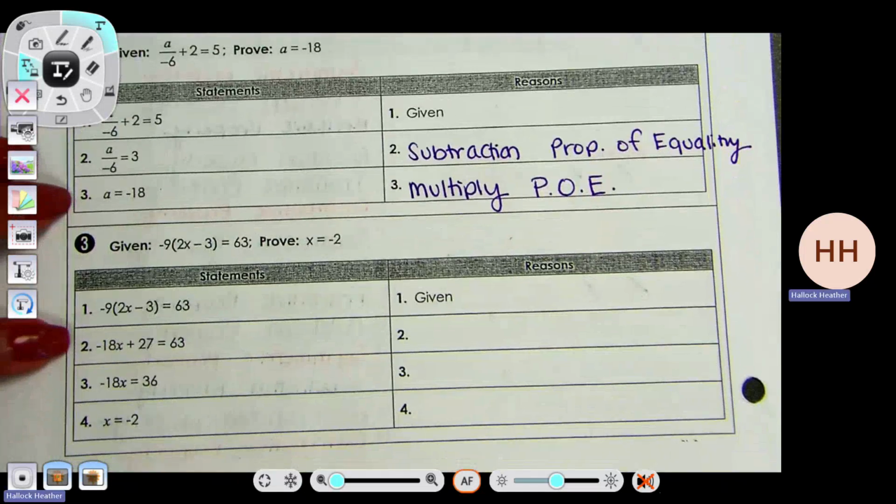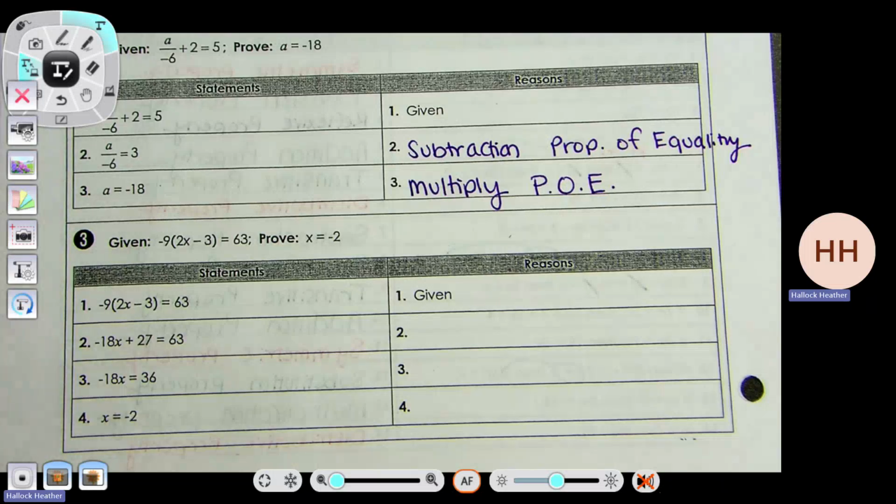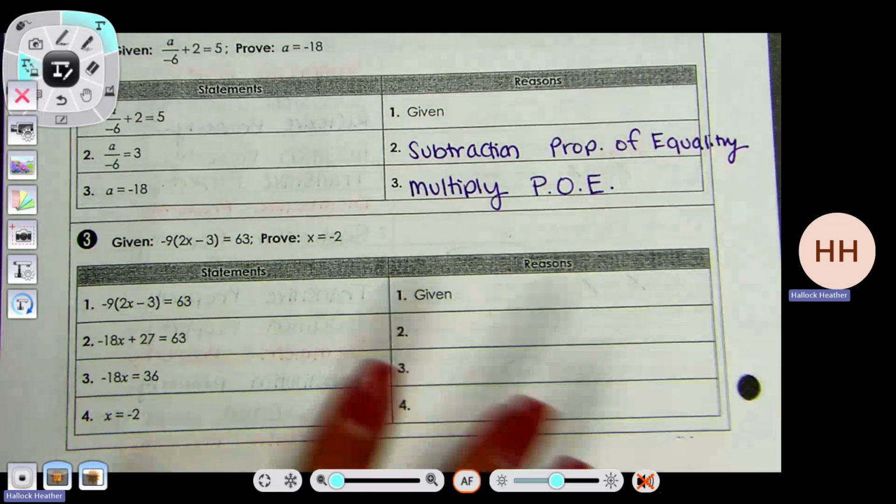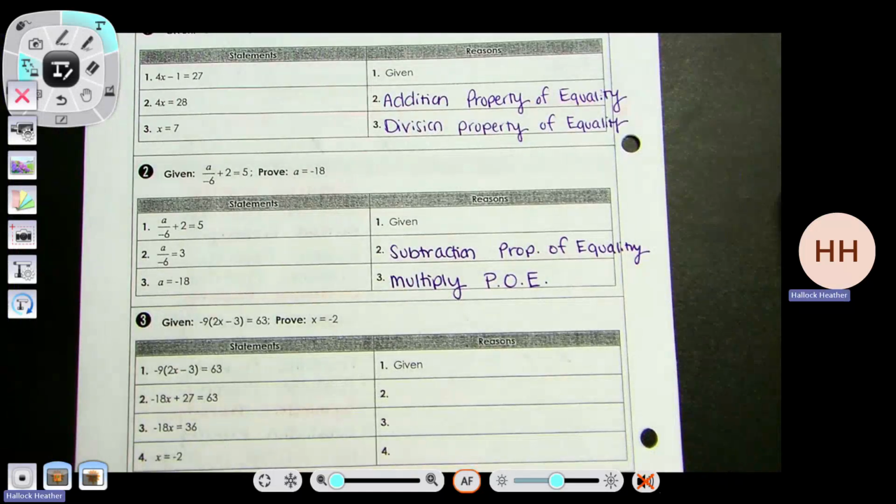Okay, why don't you take a second? Why don't you try number 3? Easy. The top 2 is addition property of equality, and then division property of equality. So number 3, think about how you get rid of your parentheses. What property is that?